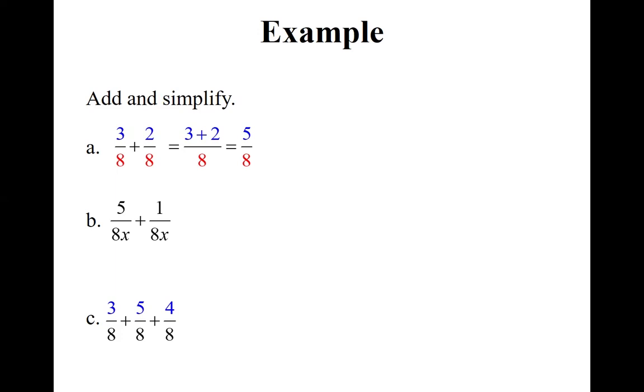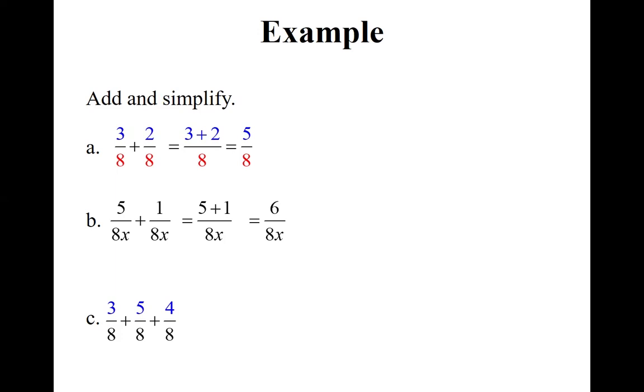B, 5 over 8x plus 1 over 8x. Keep what's on the bottom, keep the 8x on the bottom, but add along the top, 5 plus 1. 5 plus 1 is 6. We have 6 over 8x.